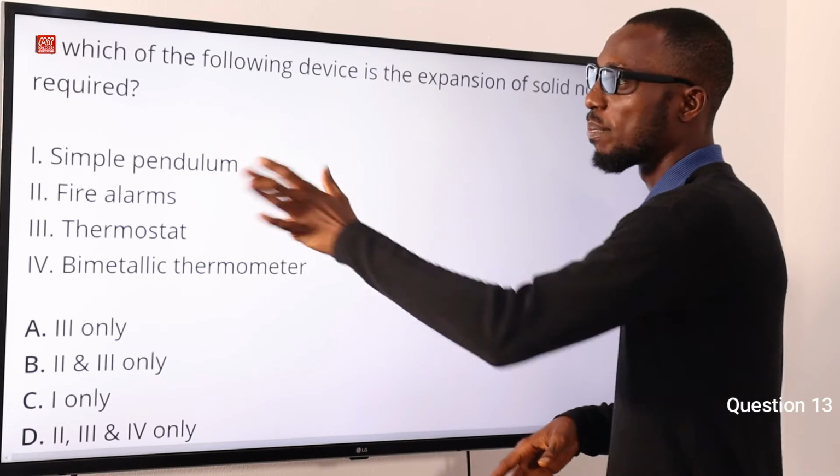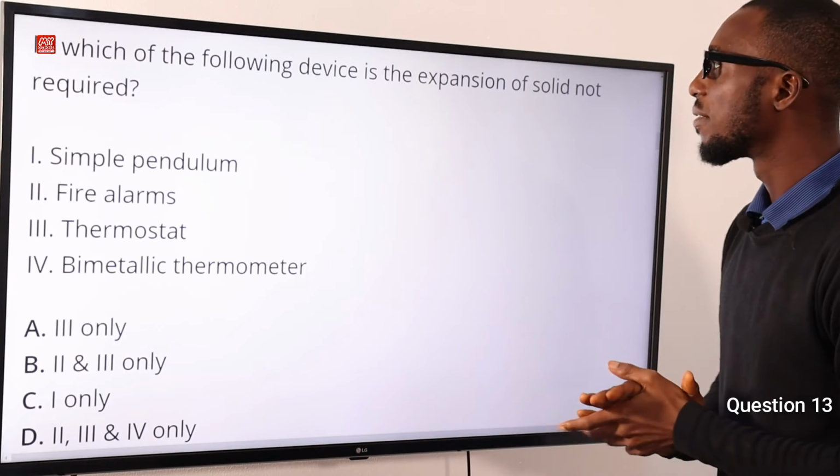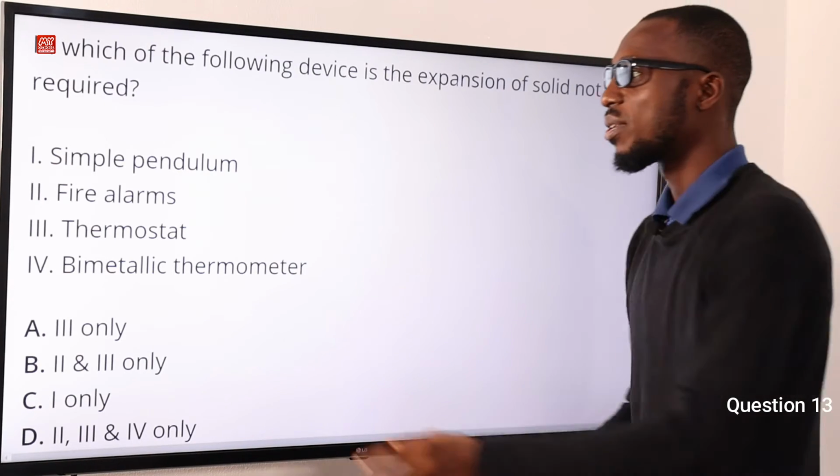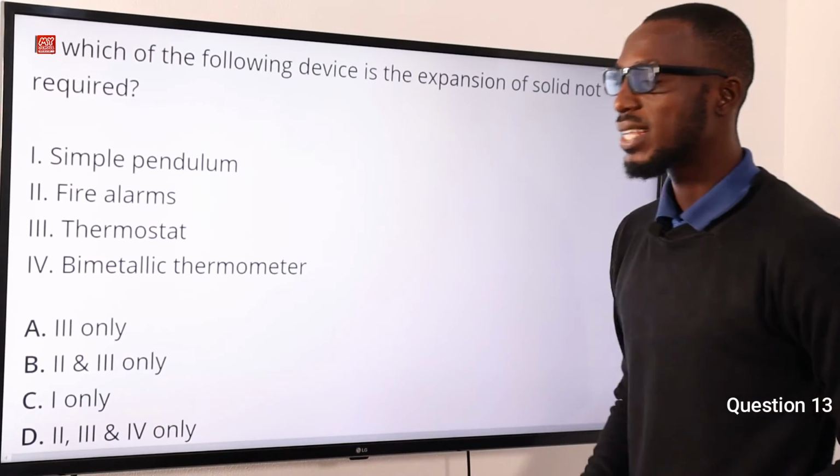So it's not needed in the simple pendulum, your simple pendulum bob moving to and fro. So in which of the following devices is the expansion of solids not required? It's not required in the simple pendulum. So the correct option here is option C, statement I only.